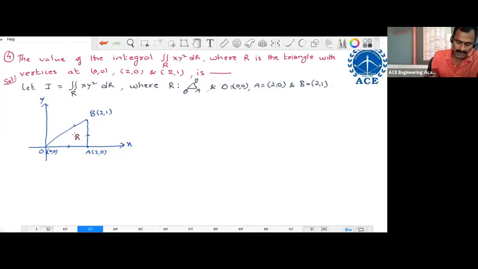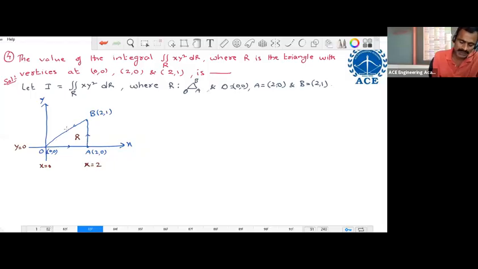Up to here, drawing the region is completed. Now we write the equation of the line segments of the triangular region. The y-axis equation is x equal to 0. It is a line segment at x equal to 2. And the equation of the x-axis is y equal to 0. The equation of this line segment is x equal to 2.